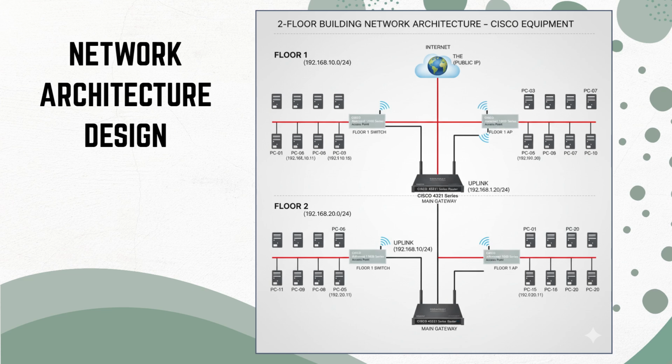Crucially, both the floor 1 and floor 2 switches use separate uplink connections to distinct interfaces on the central Cisco 4321 router. This configuration forces all traffic, whether a PC on floor 1 is communicating with the internet or a PC on floor 2, to pass through the router, which is responsible for the necessary routing between the 192.168.10.0 and 192.168.20.0 networks, while all physical device connections rely on Ethernet cabling.